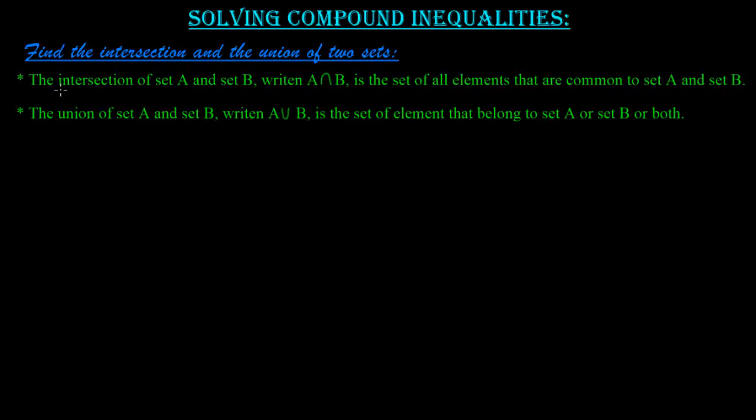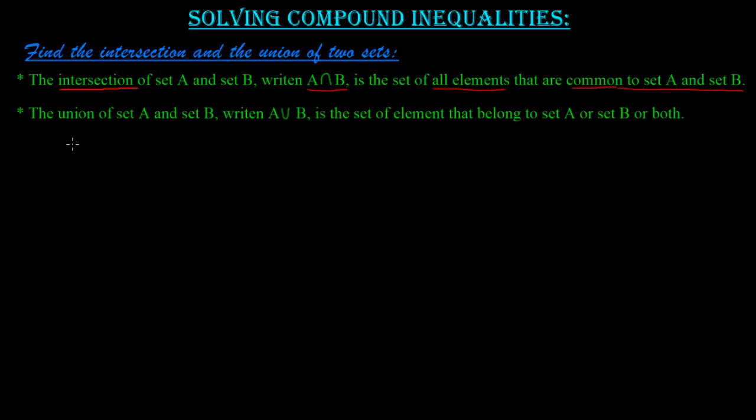The intersection, written as A intersect B, is all elements that are common to set A and set B. We will talk more about this in the example.